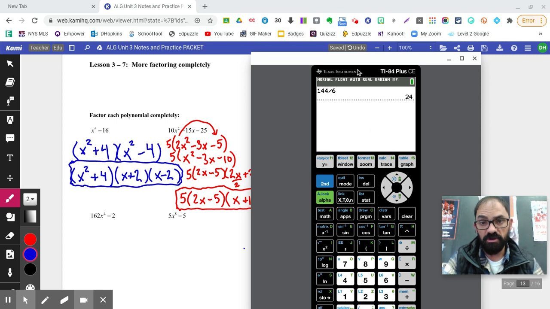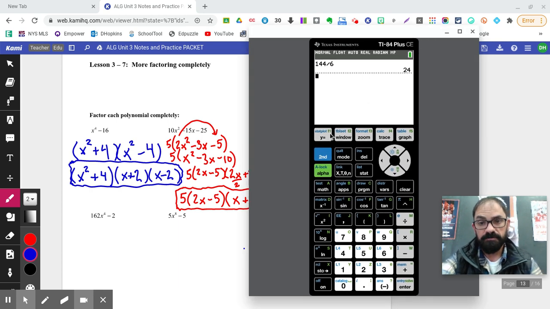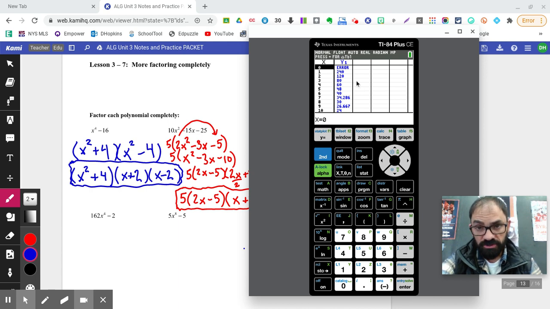For that, I will go ahead and use my calculator. We go to y equals. We put 240 divided by x, and then I go to my table. Now I'm looking for two numbers that add to get 1 or negative 1.